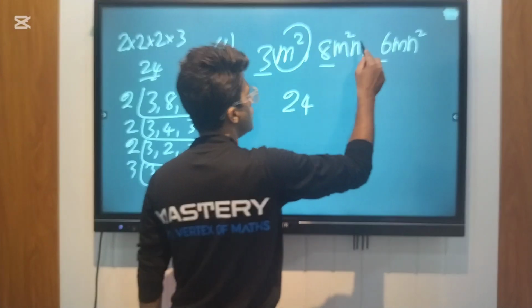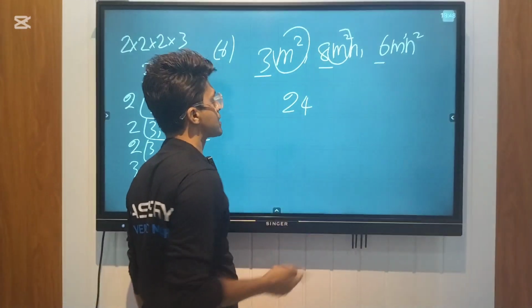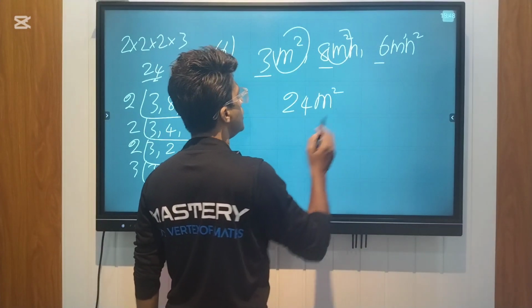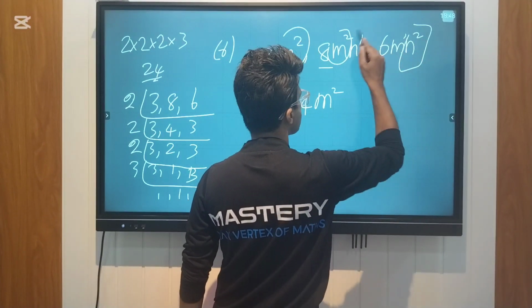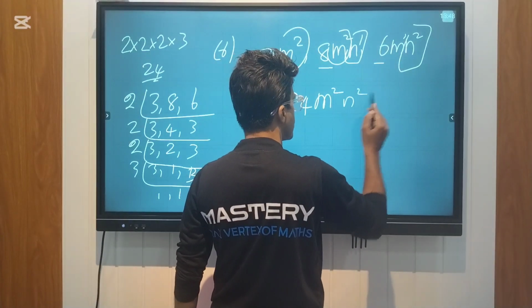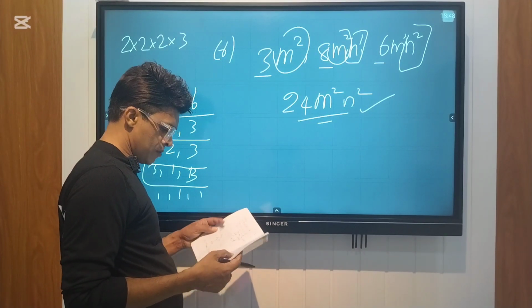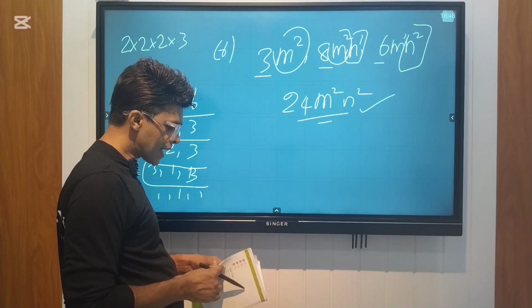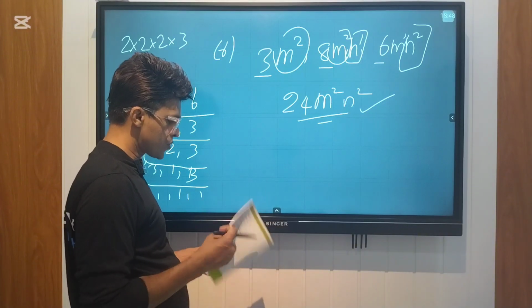Think of m here: m to the power 2, m to the power 2, m to the power 1. Now the greater index is taken, which is m squared. So here n to the power 1, n to the power 2. The greater index is n to the power 2. This is the LCM of these terms.